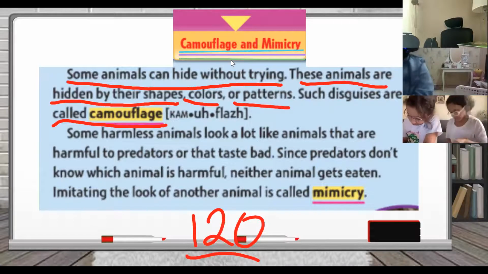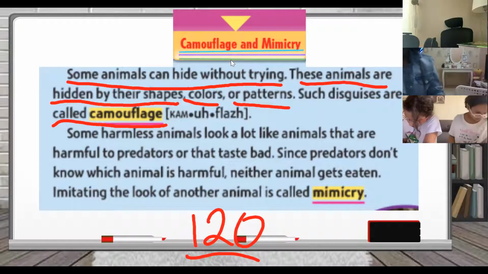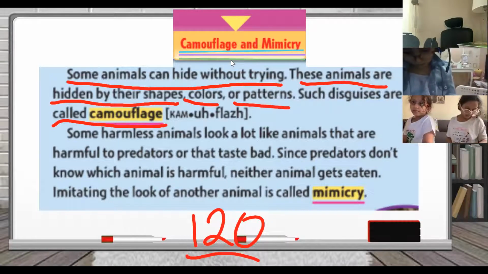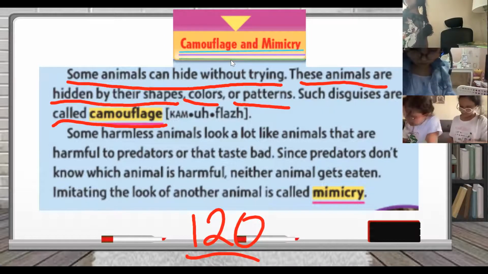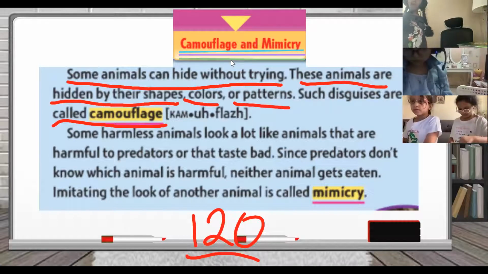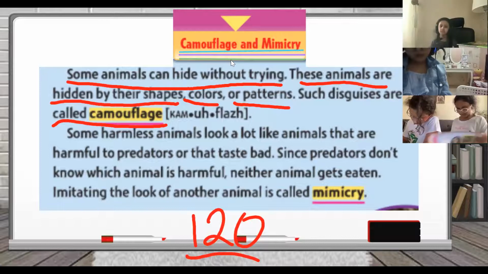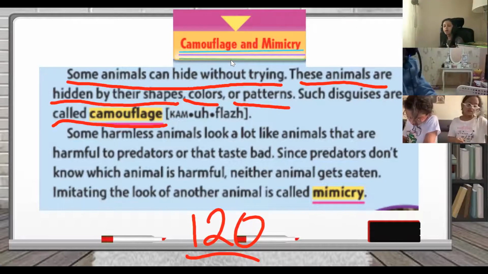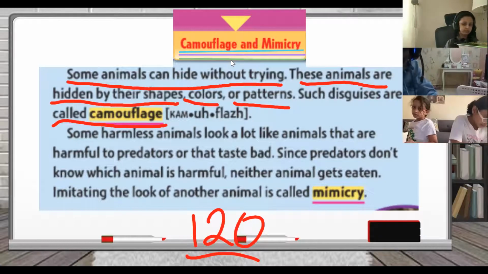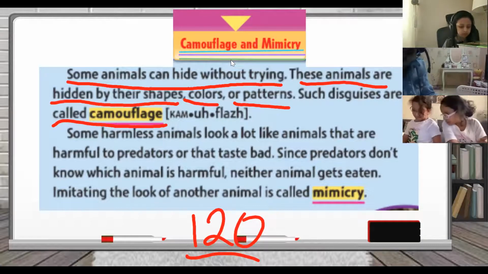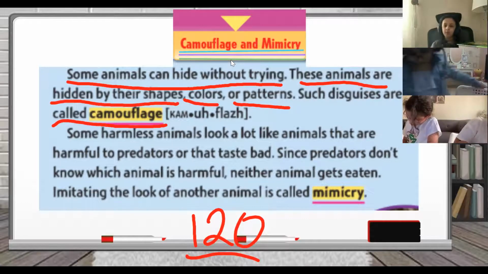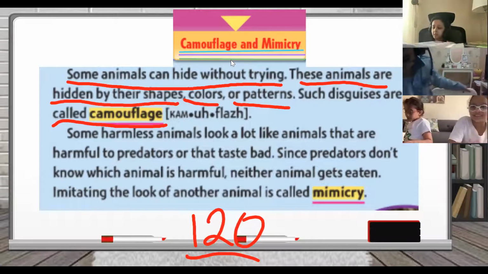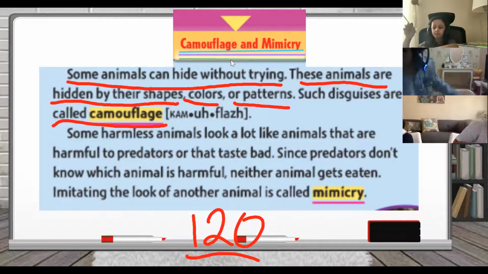So now you know what a camouflage is. Camouflage is when an animal is adapted to the environment, so it can be hidden by the color or the shape or the pattern of its body. They don't mean to hide, but by the shape of their body or the color they have, they are hidden. If you finished, let me know so we can watch a video about mimicry and find the difference between mimicry and camouflage.